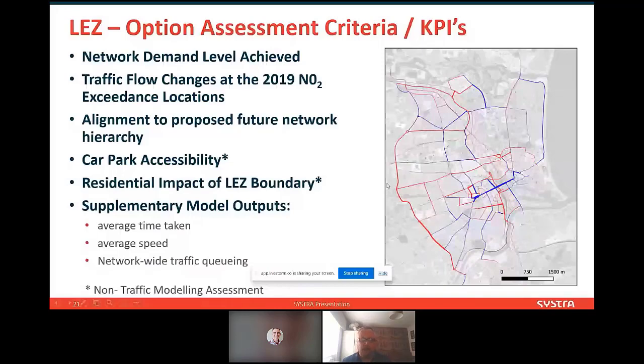A couple of other elements, which are not specifically model related, and I touched on a minute ago, was the accessibility to the city centre. There needed to be some level of accessibility, even if you had a non-compliant vehicle.